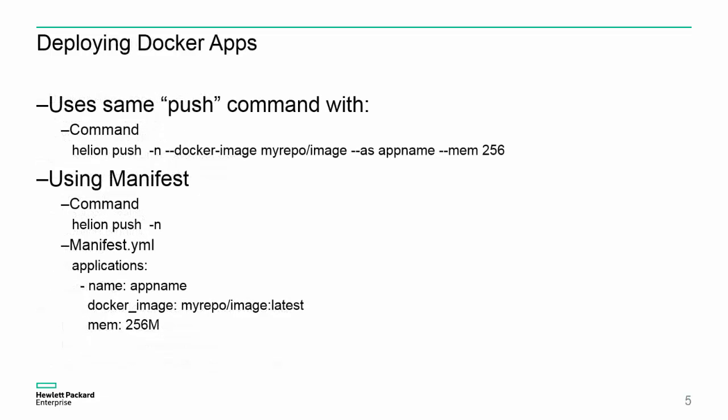So how do you deploy a Docker application? We want to make sure to have the same experience of deploying a Docker application as you would any other application. So we leverage the Helion command push. And in this case, you can see that we just added an extra command called Docker image, followed by the repo slash image name. And then we just provided the application name and the memory size of this application. Now, applications can also leverage the manifest, and you can do so as well with Docker applications. And here you can see an example of how the manifest would look like.